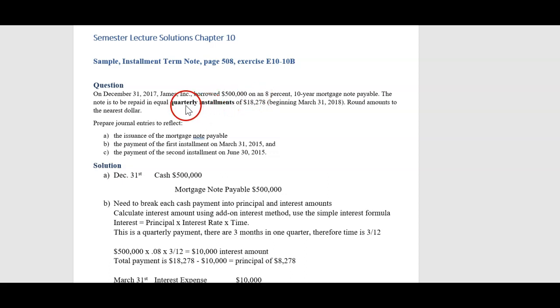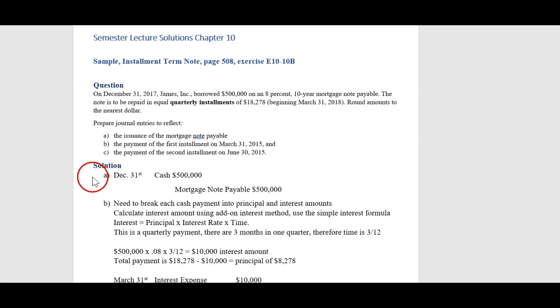The other thing we want to look at before we start is that these payments are being made in quarterly installments. So he's going to make 4 payments throughout the year. Quarter is 4 times a year, and each quarter is 3 months long. So that's going to be the length of each payment. That's going to be your time factor in the payment, 3 months.